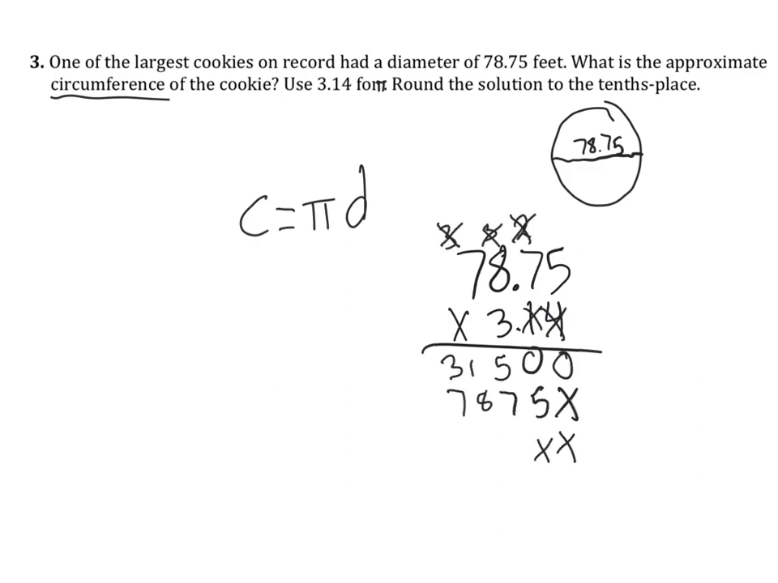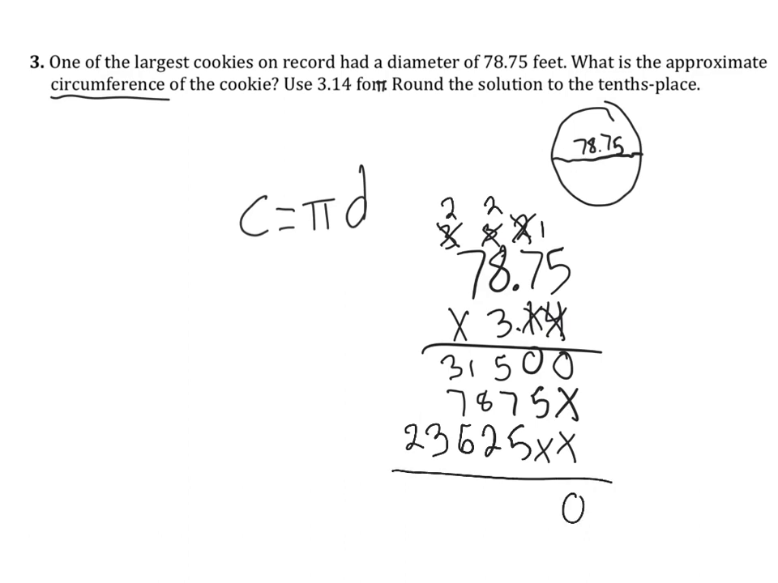So now we need to do 3 times 5, which is 15. Carry the 1. 3 times 7, 21. Plus 1 is 22. Carry the 2. 3 times 8 is 24. Plus 2 is 26. Put the 6. Carry the 2. 3 times 7 is 21. Plus 2 is 23. So now we need to add.